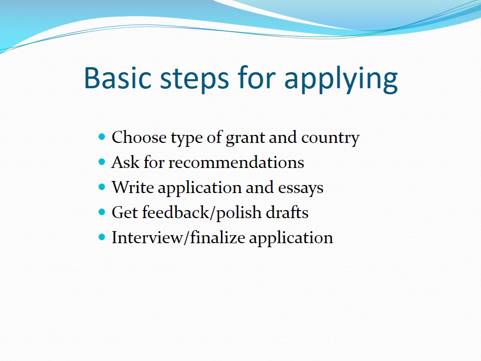All right, so what I'm going to be breaking down next are the basic steps for applying. So first, choosing what type of grant you're applying to. This is important because you can only apply to one kind of Fulbright grant and one country per year, per application cycle. So you have to decide on your one Fulbright you're applying to that year. Then you'll be asking for recommendations, writing your application, getting feedback on it and revising, and then finally interviewing and finalizing your application.